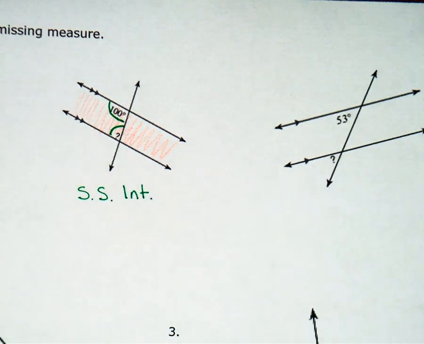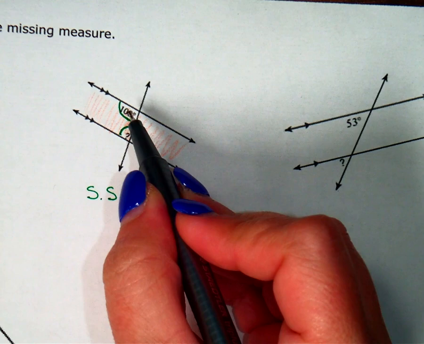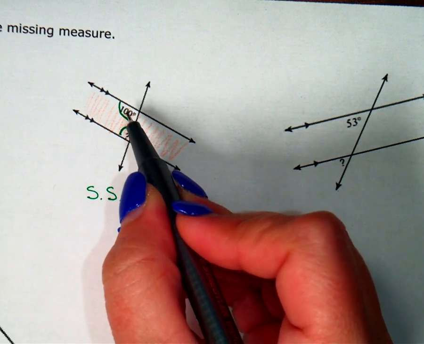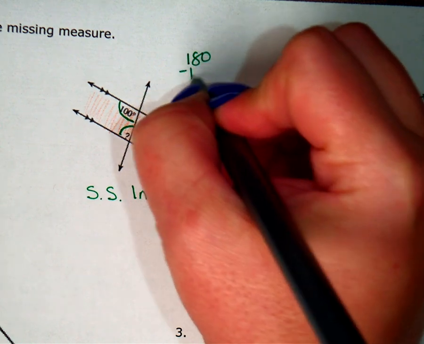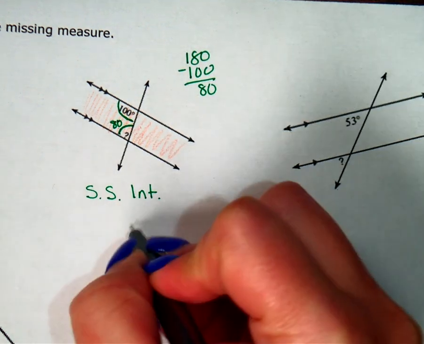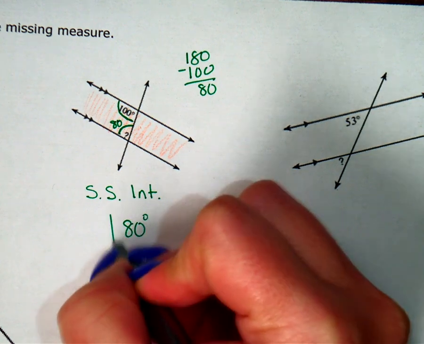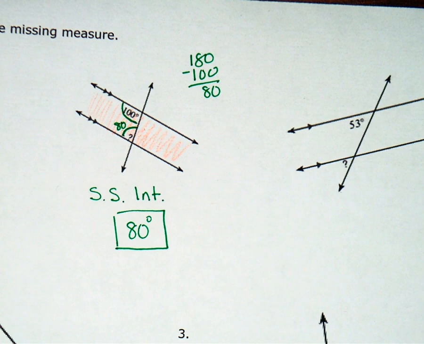Or remember, we can also call them consecutive interior. It's the one with two names, so it's the one that likes to be different, which means they aren't equal, they are supplementary. So if this one's 100, then the other one is going to be 180 minus 100. This one will be 80 degrees. Okay?